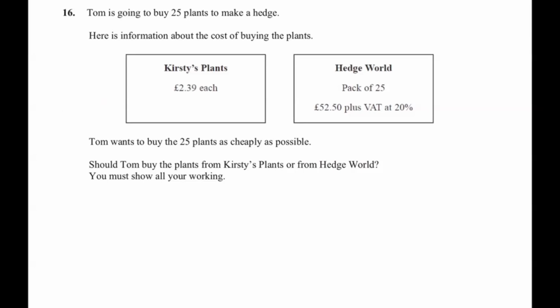Okay, so we are being asked to find out which one of these 2 places is going to enable us to buy the 25 plants we want as cheaply as possible. For Kirsty's plants, we need to do £2.39 times 25. There's no discounts, there's no promotions, it's just her flat rate, which means we need to do £2.39 times 25.